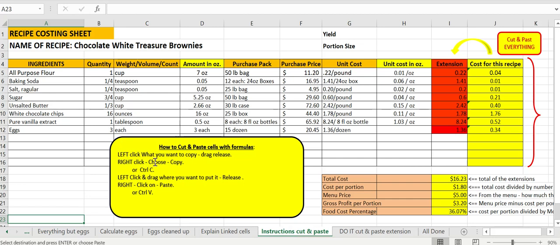To cut and paste, we're going to left click what you want to copy, drag, release, right click, click on copy or Control C, left click and drag where you want to put it, then release, right click on paste or Control V. Now, when we copy, we're going to be moving this information into the linked cells that are here. When I copy, I need to cut and paste all of our numbers. So I'm going to click here, drag down, release, click here, drag down, and then click on paste. So let's do that.